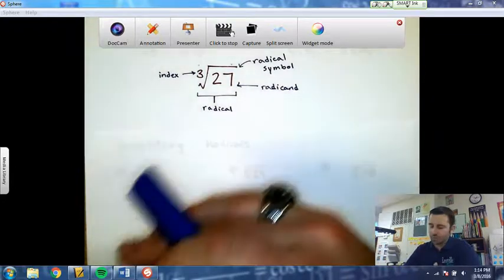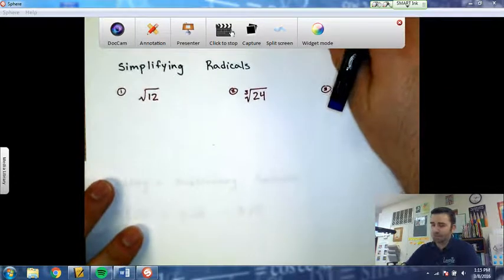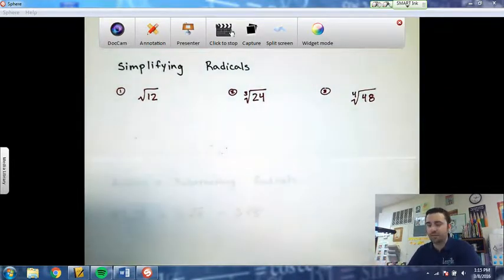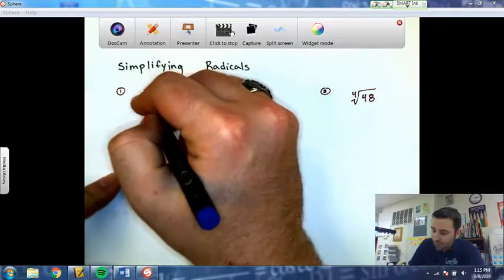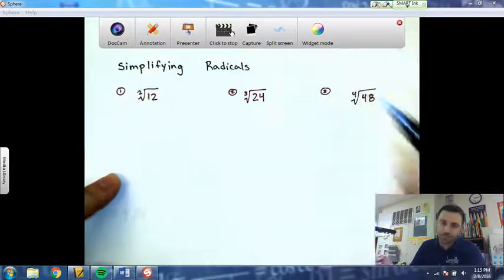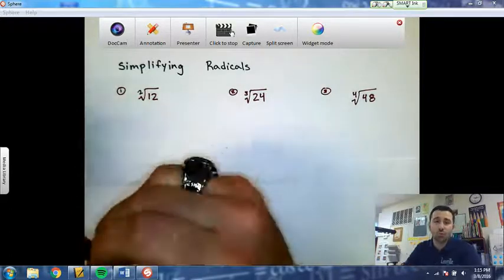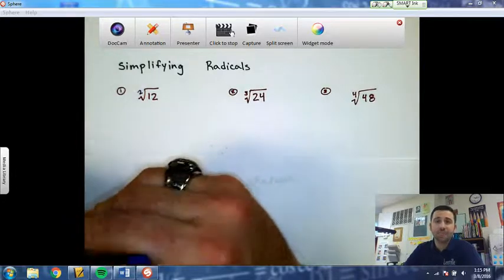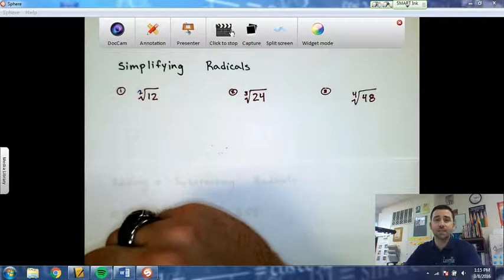So let's look at that. If I wanted to simplify a radical, I have to look at the index. And again, that index tells us the number of the same number that we need. What I mean by that is if we don't have an index here, we can assume that the index is 2, the square root. When we think of a square root, we think of the perfect square, so the square root of 16 is 4, because 4 squared, or 4 times 4, is 16.